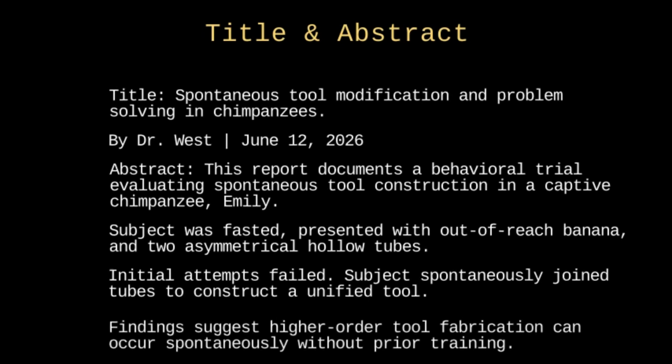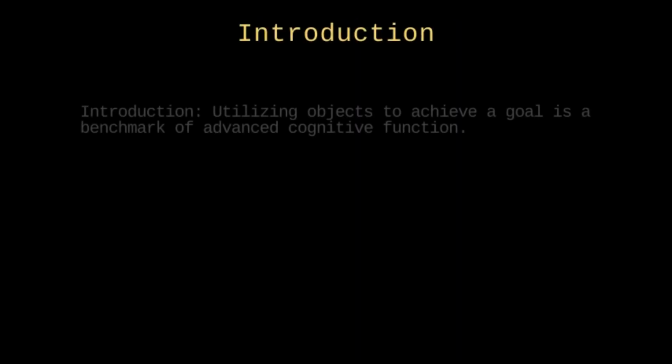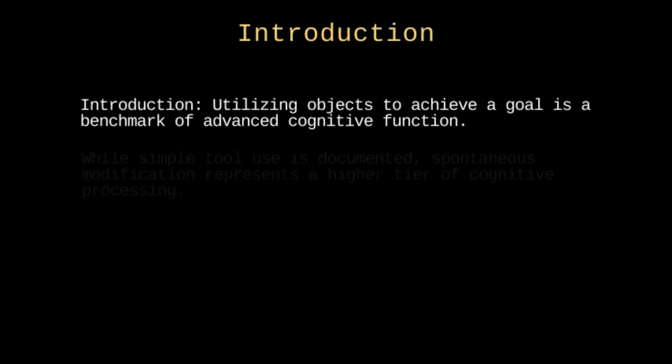These findings suggest that higher order tool fabrication can occur spontaneously in primates to overcome physical barriers without prior instructional training. Introduction. The ability to utilize objects from the environment to achieve a goal is a recognized benchmark of advanced cognitive function.